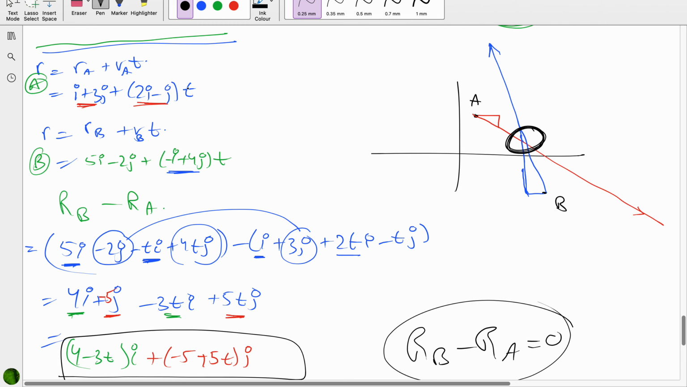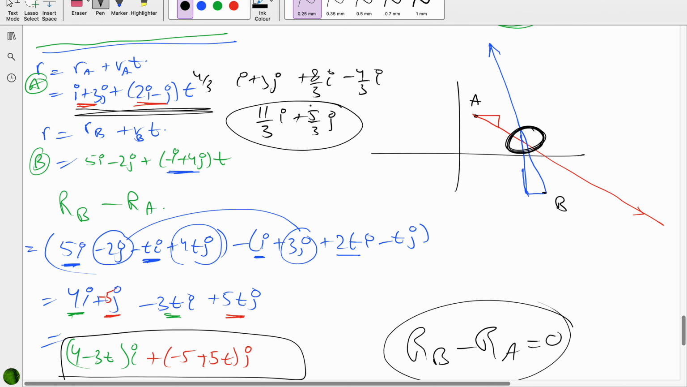the location. So when we substitute this 4 by 3 in the initial equation, which was i plus 3j, and I'm multiplying it with 4 by 3, so 4 by 3 into 2 is 8 by 3 i and minus 4 by 3 j, and simplifying 1 plus 8 by 3 is 11 by 3, and 3 minus 4 by 3 is 5 by 3. So this is the position of A when time is 4 by 3.